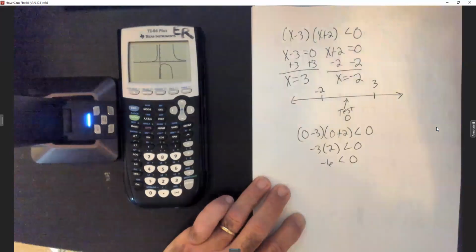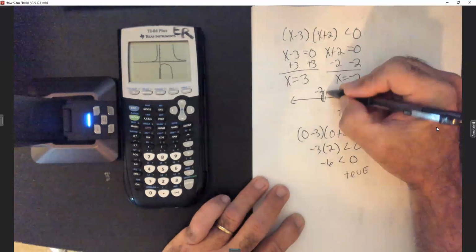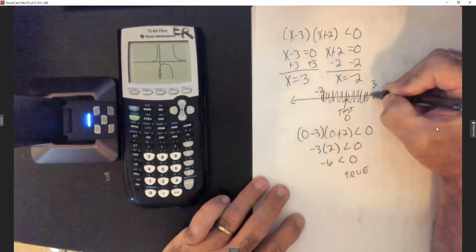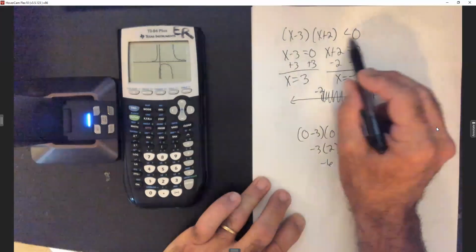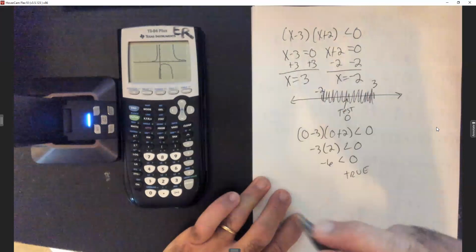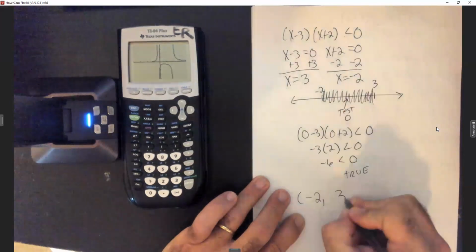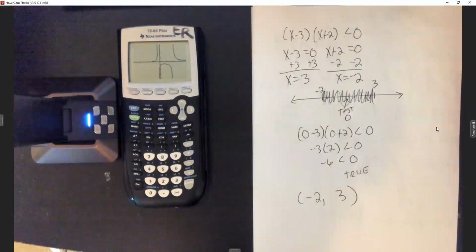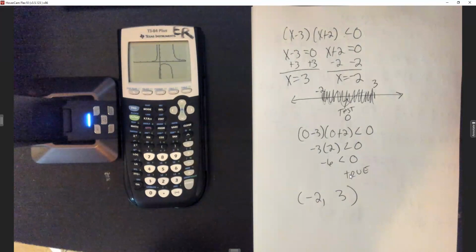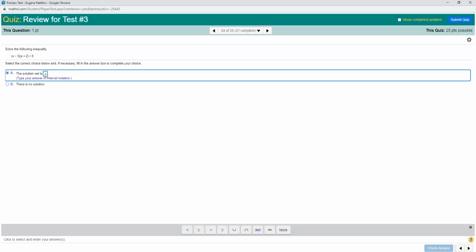So on this one, you would shade it between the negative 2 and the 3. But remember, my answer's got to be in interval notation. Since there's no equals under that, you're going to use curvy parentheses from negative 2 to 3. The only thing shaded is in between those two numbers. Okay, so let's see. You would go up here. And see, they just wanted it in interval notation. So I'll click that and go from negative 2 to my 3.